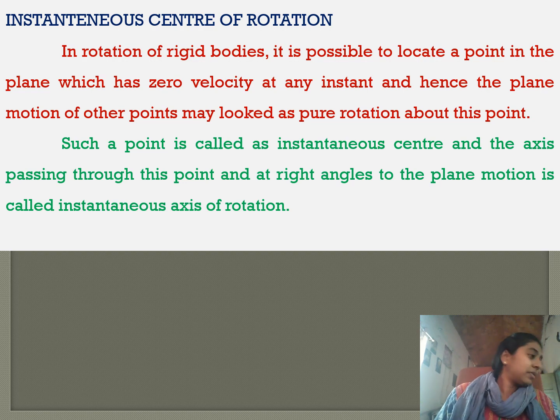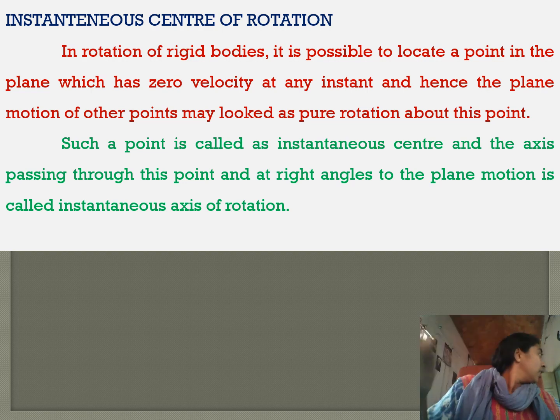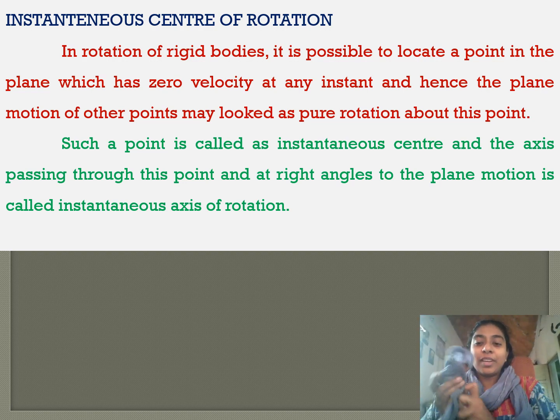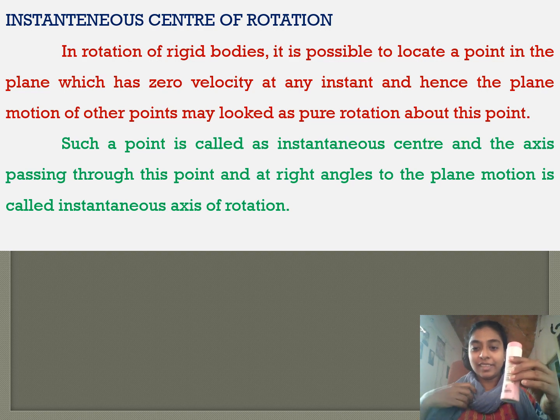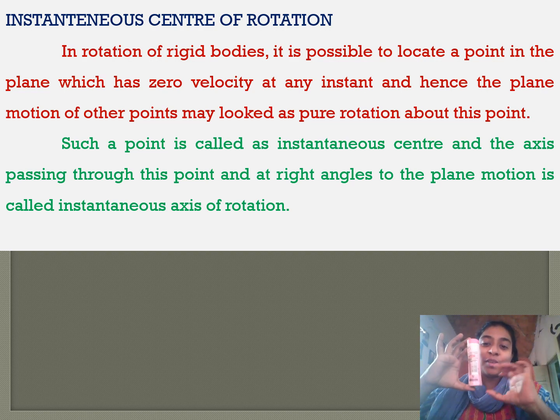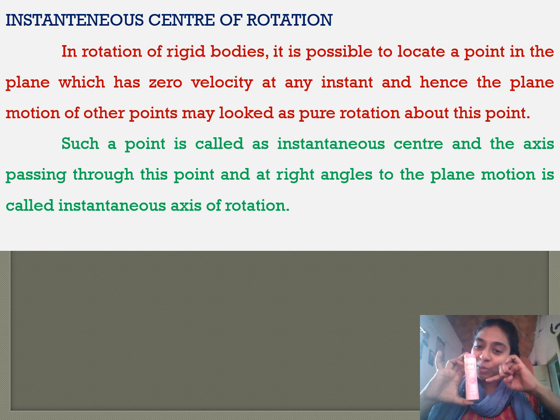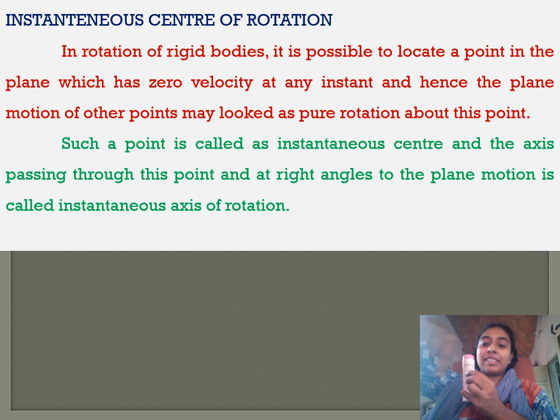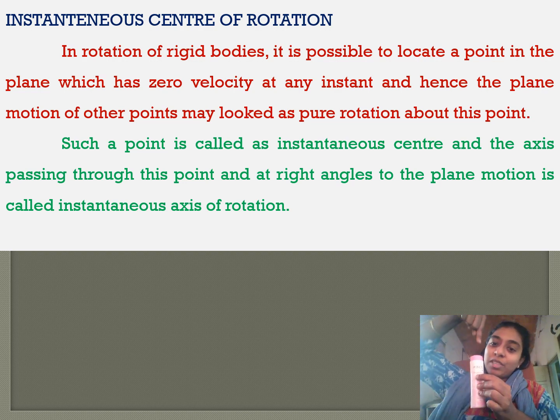I don't have any objects now. For example, you can take this cylindrical body. You can rotate this. When you rotate this, at the center there will be a point and an axis passing through that point which has zero velocity. That point is called the instantaneous center, and the axis passing through the point at right angles to the plane of motion. If the plane of motion is like this, and this is moving like this, then at right angles to this plane, this axis is called the instantaneous axis of rotation.